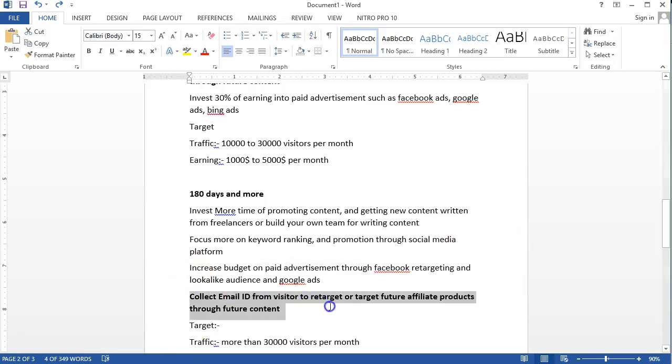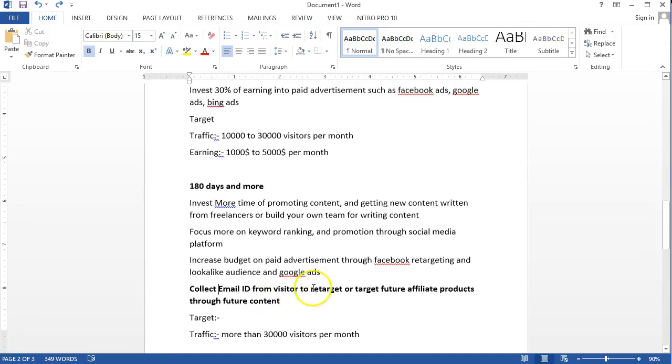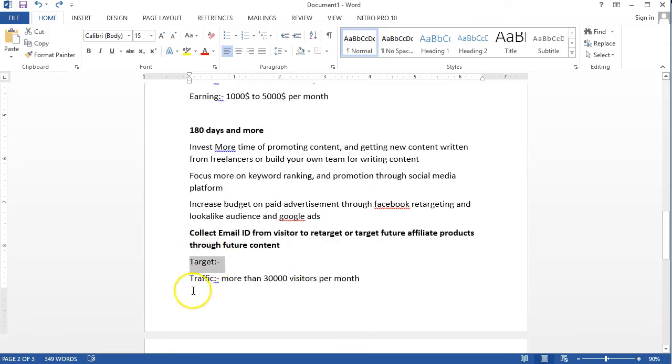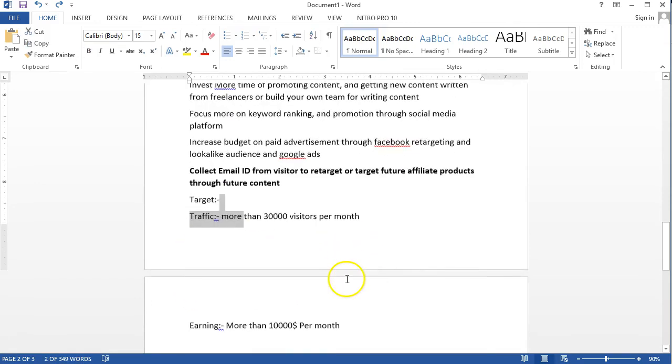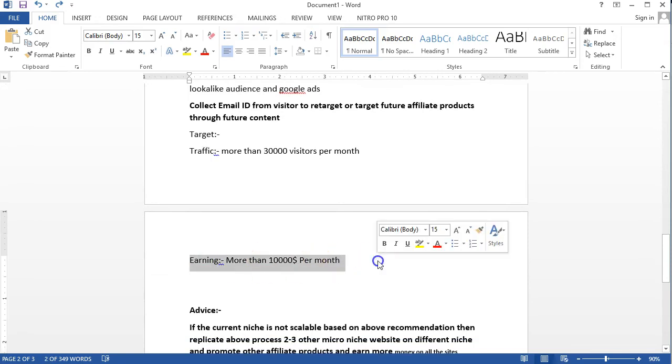So collect email IDs, again, keep on doing this. Regularly collect emails from your visitors, because you can target any future products and affiliate products to them. Now under this, our target should be more than 30,000 visitors per month, and earnings should be more than $10,000 per month.